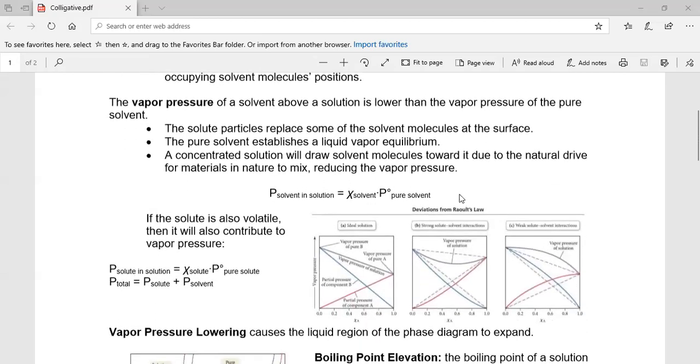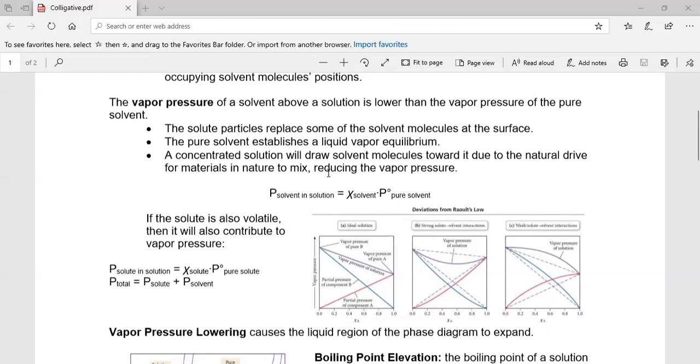Here we have an equation that you could use to calculate the vapor pressure of a solvent in the solution by comparing it to the vapor pressure of the pure solvent, and it will be related to the mole fraction that we learned about in the previous session. This is not an equation that we're going to be using in this class, but I did want to introduce it here. If the solute is also volatile, meaning that it can evaporate easily, something like alcohol, then that can actually contribute to the vapor pressure and make it higher. So here it shows some examples.